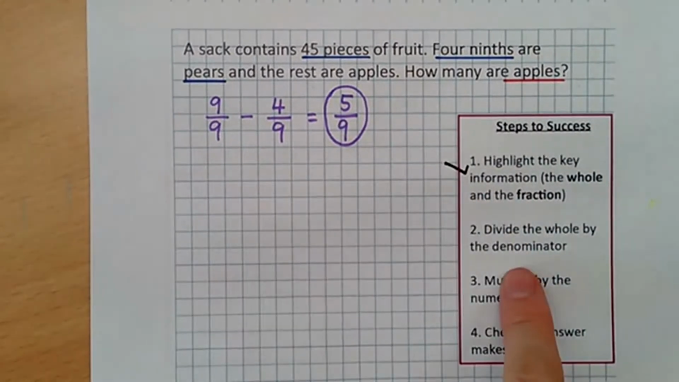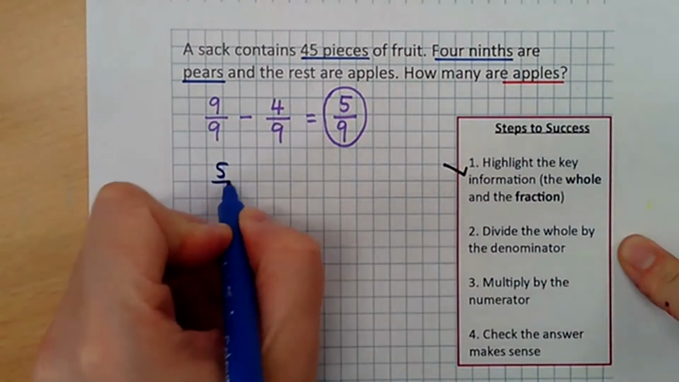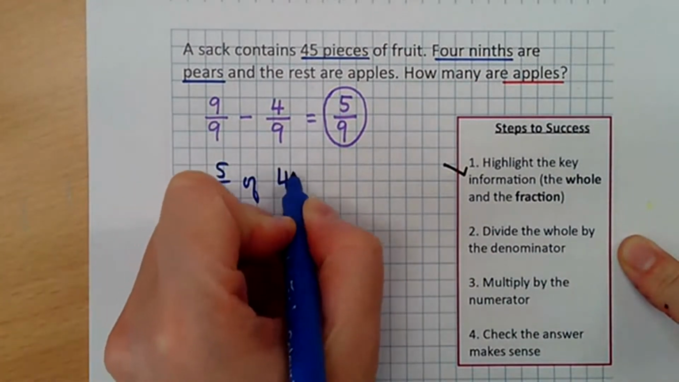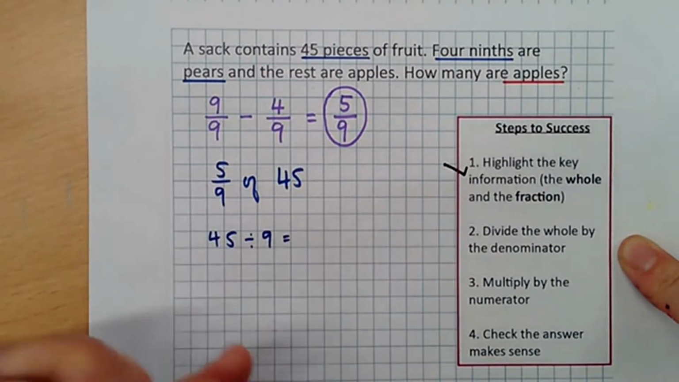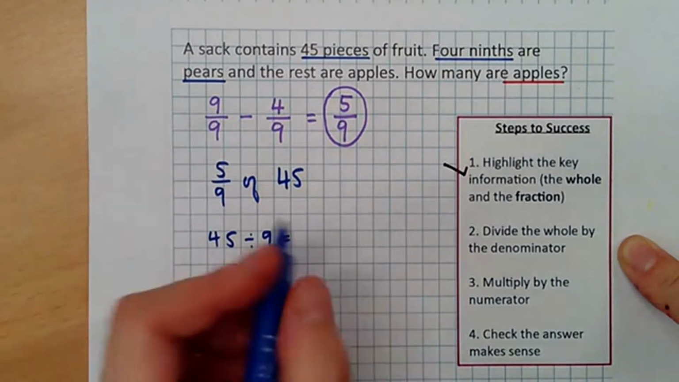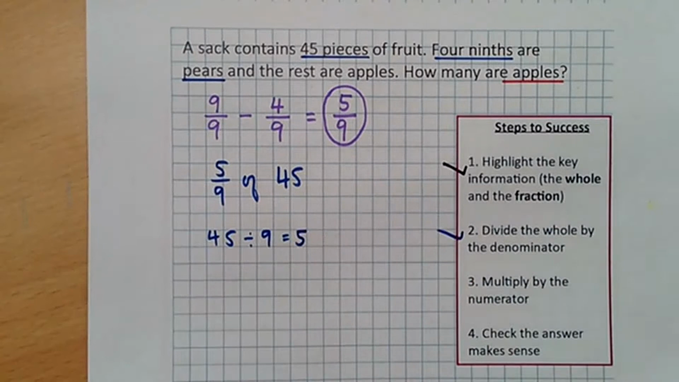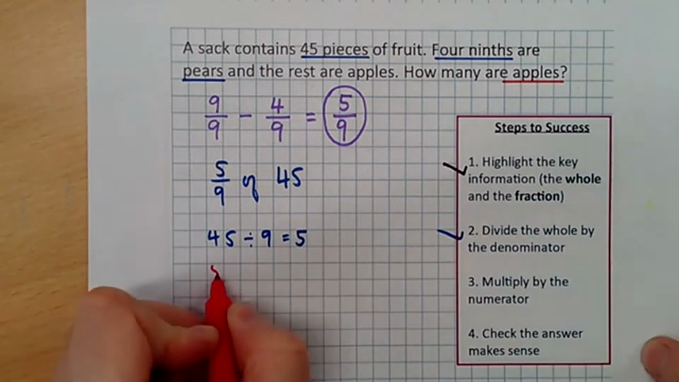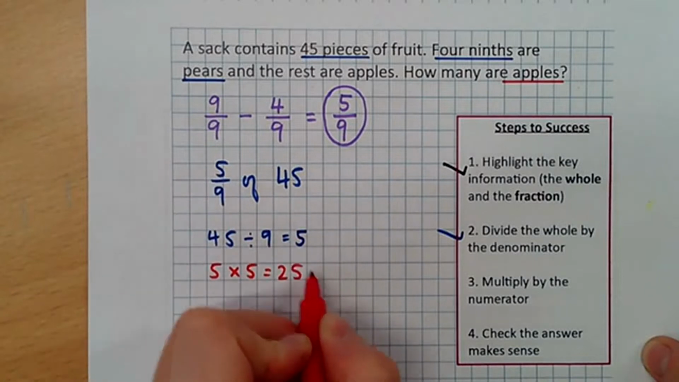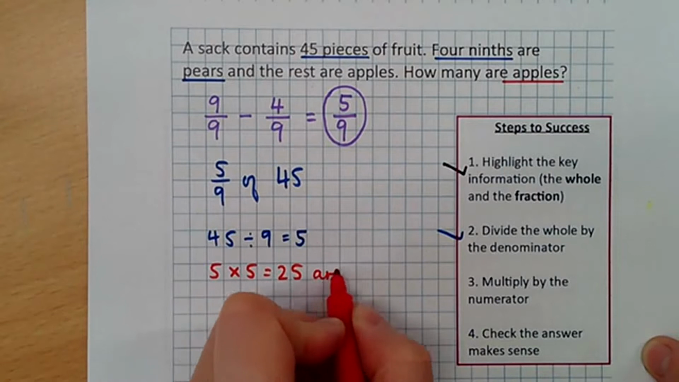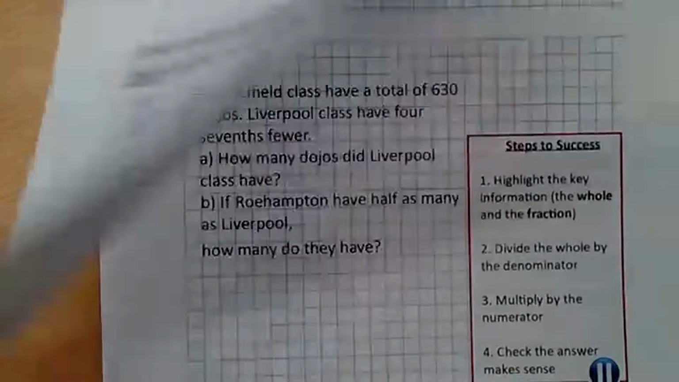Okay, so the first thing that I'm going to do is divide the whole number by my denominator. 45 divided by 9 equals 9, 18, 27, 36, 45, 5. And now I'm going to multiply my answer by the numerator. So 5 multiplied by 5 equals 25. And we have 25 are apples. Great. Okay.